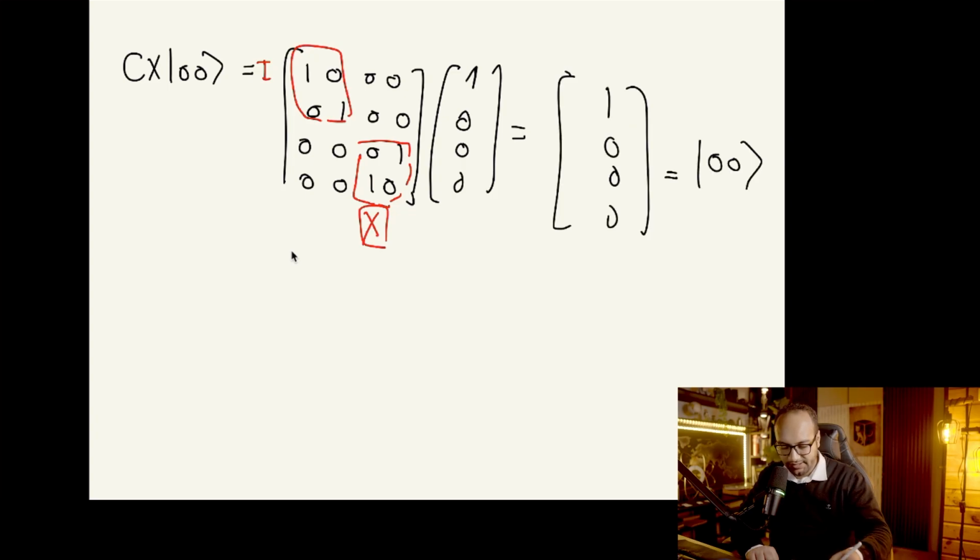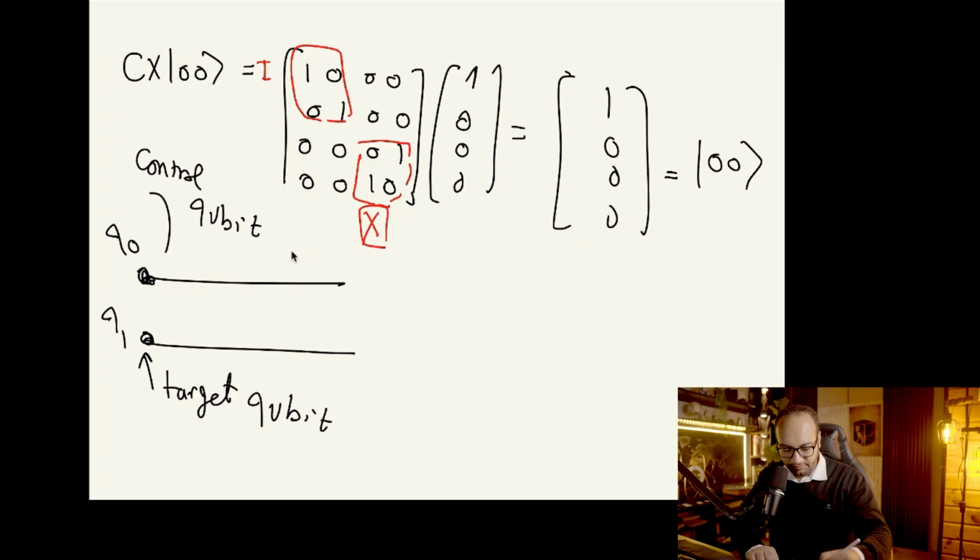Now the result of this will give me the same column vector, which will be ket 0, 0. It means that for my control qubit and the target qubit, this one is a control, this one is a target qubit. So since this is 0, the CNOT gate won't do anything. And if this is 1, then the CNOT gate will actually take an action.